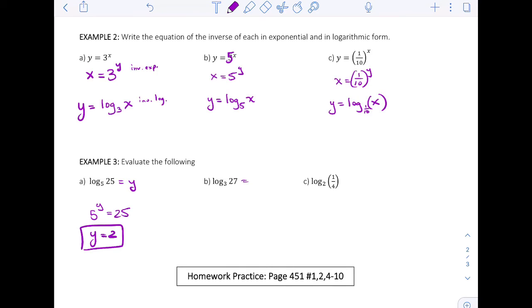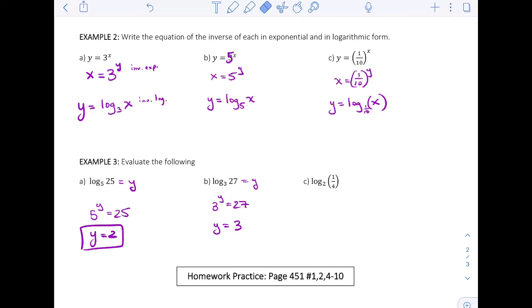Next one, let's suppose that all of this is equal to y. We have 3 to the power of y is equal to 27. Well, what could y be? Well, 3 to the power of 1 is 3. 3 to the power of 2 is 9. 3 to the power of 3 is 27.